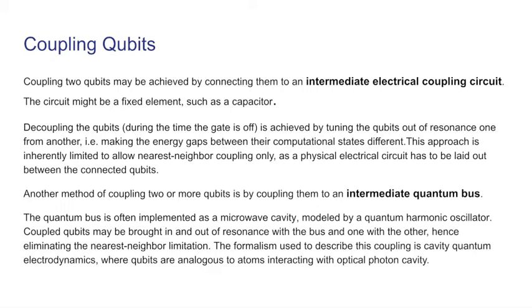The second method that we can use is coupling qubits to an intermediate bus. It is implemented as a microwave cavity modeled by a quantum harmonic oscillator. Coupled qubits may be brought in and out of resonance with the bus and with one another, hence eliminating the nearest neighbor limitation. The formalism used to describe the coupling is cavity quantum electrodynamics, where qubits are analogous to atoms interacting with an optical photon cavity.